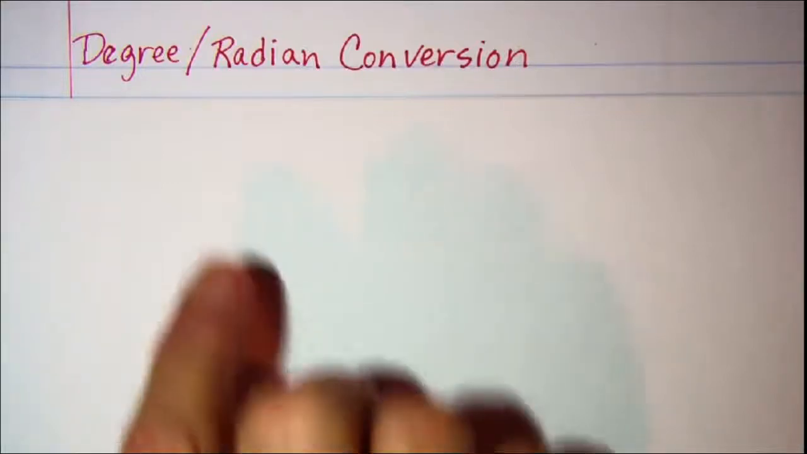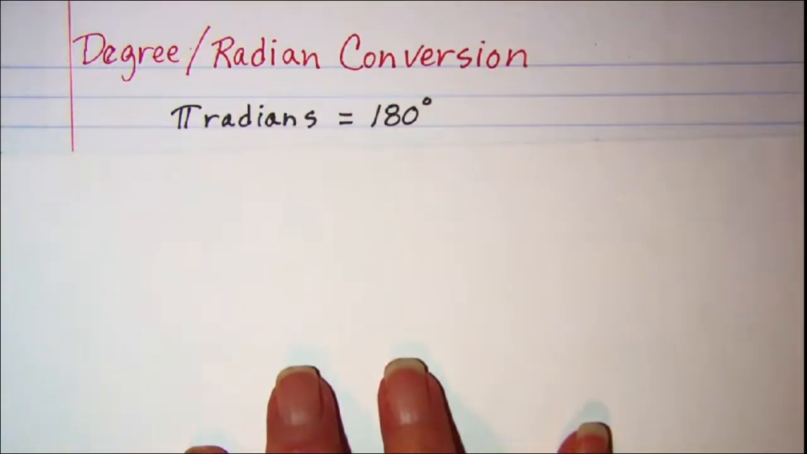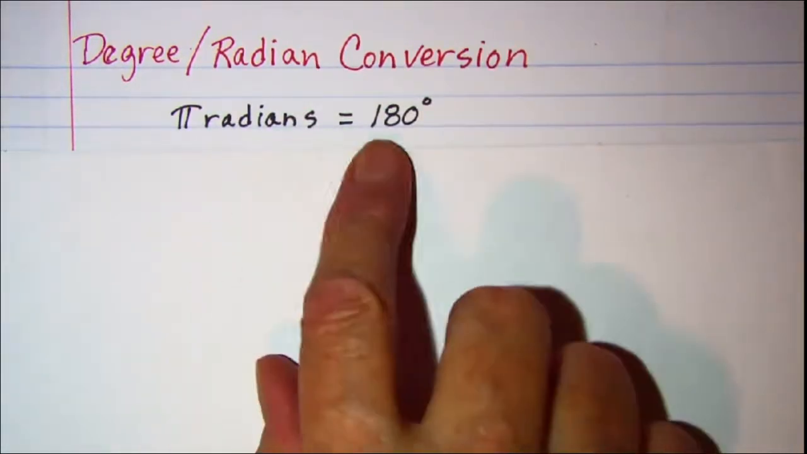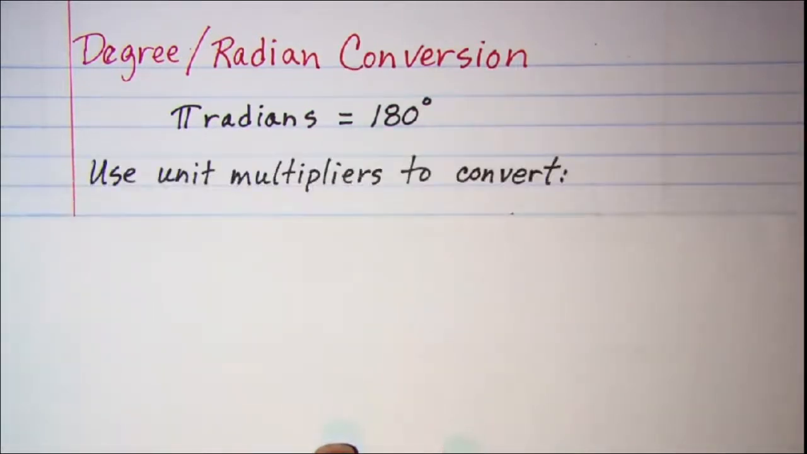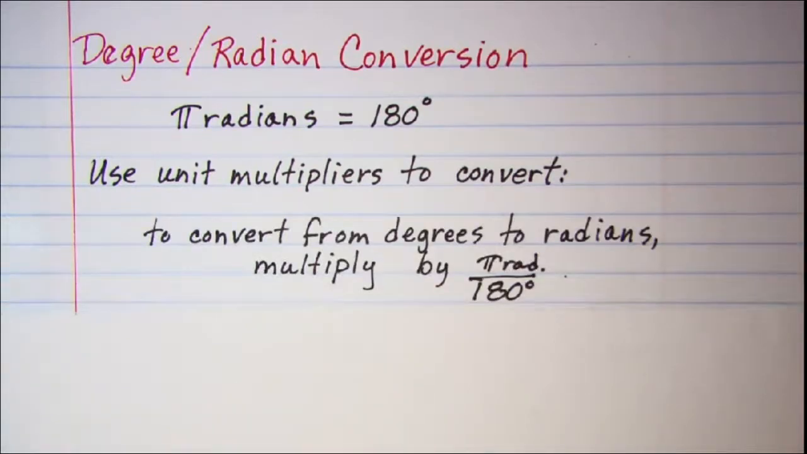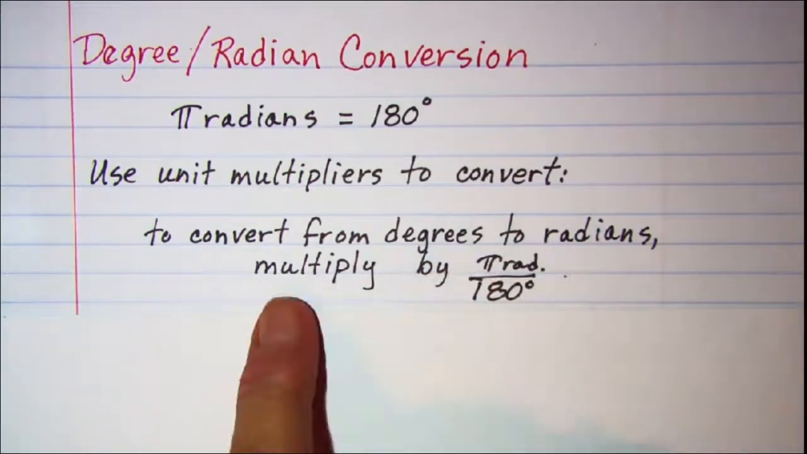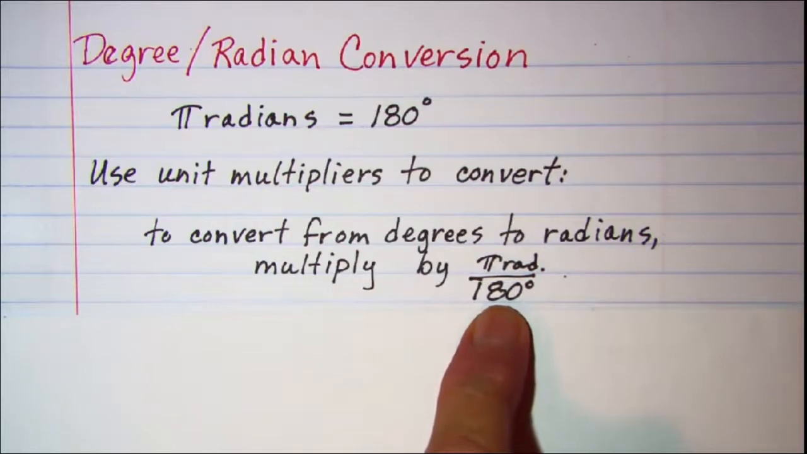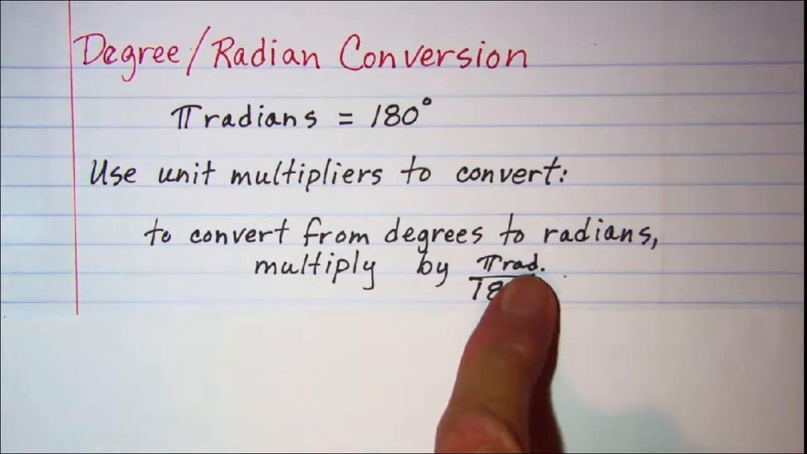In this video, we'll be doing some degree radian conversion. We know that pi radians is equal to 180 degrees. So to use unit multipliers to convert, to go from degrees to radians, we would multiply by pi radians over 180 degrees. Then our degrees would cancel and we would end up with an answer in radians.